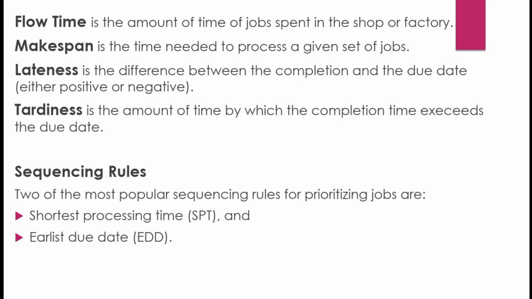Sequencing rules. Two of the most popular sequencing rules for prioritizing jobs are shortest processing time (SPT) and earliest due date (EDD). The SPT and EDD rules generally work well in the short term, but in most situations, new orders and jobs arrive intermittently and the schedule must accommodate them.